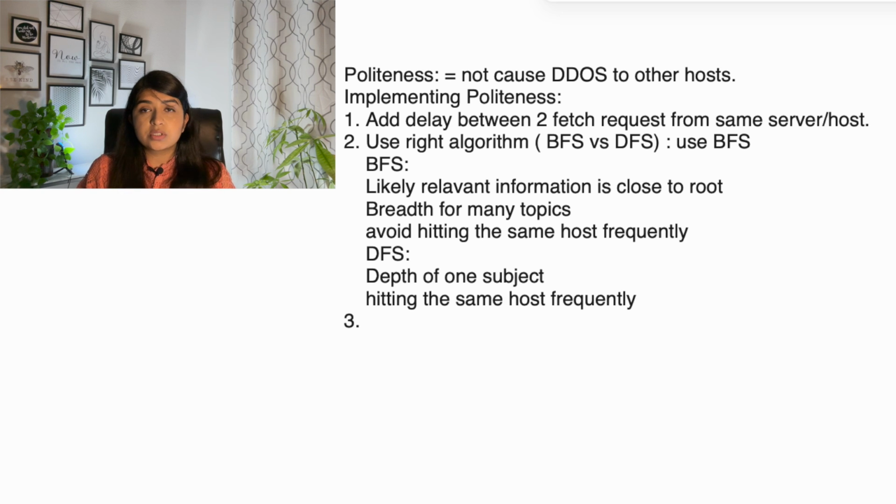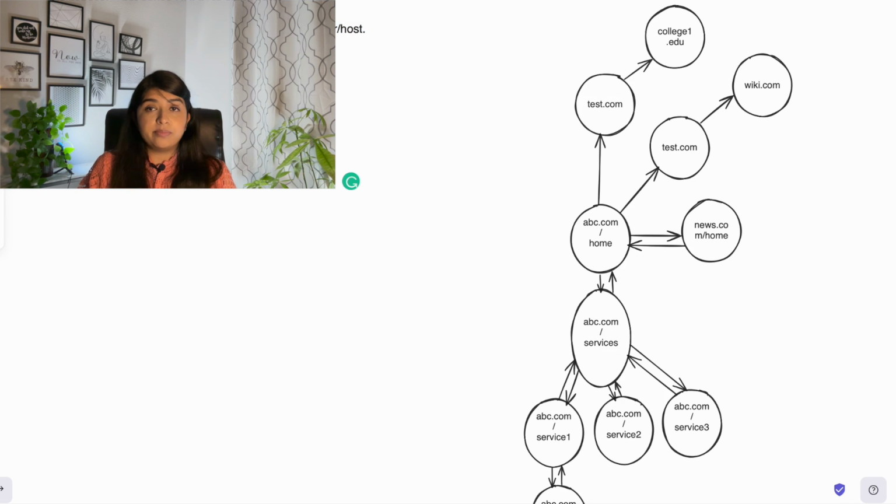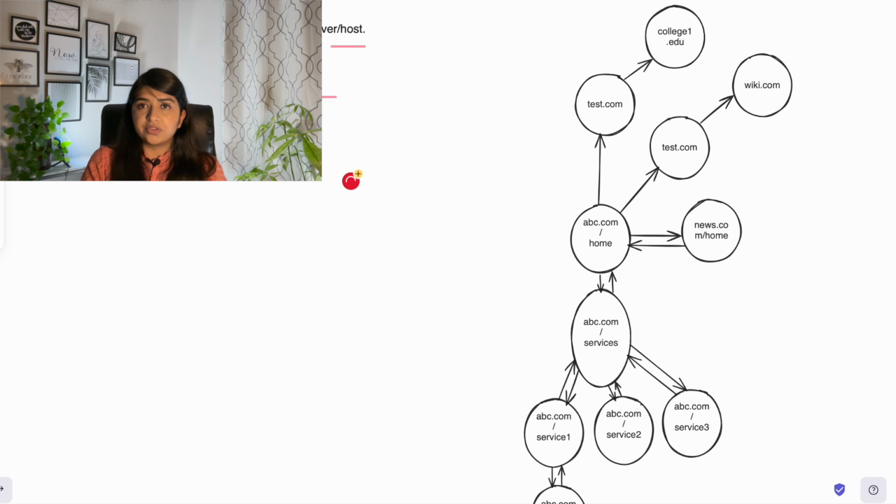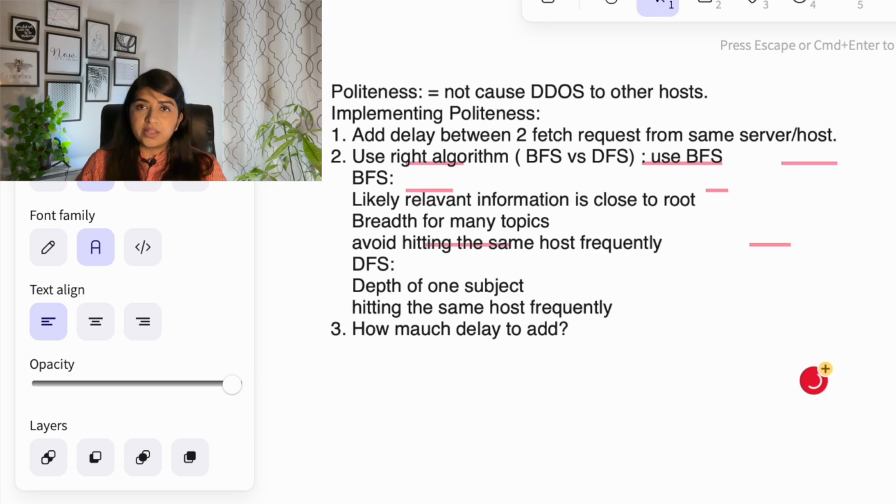We also need to choose the right algorithm for crawling the web. You can think of the web, as in the internet, as a bidirectional graph, where every node is a different website and these websites are interconnected. So we can traverse this graph either using breadth first search or depth first search. The breadth first search is the right algorithm in this use case for multiple reasons.